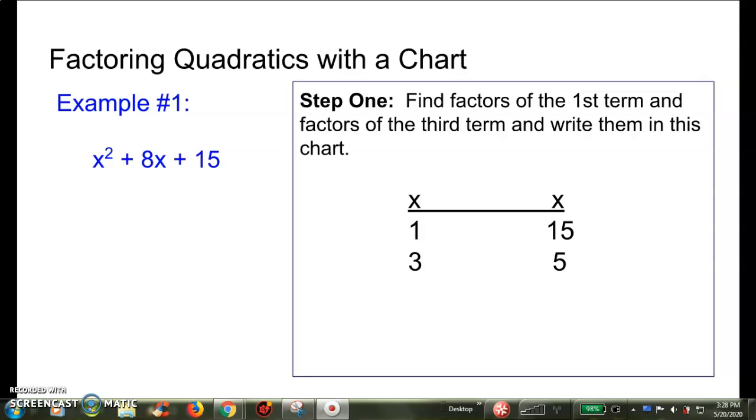Okay, so if you're using a chart, the chart really just has a top and a bottom. All right, and here's how you figure it out. The top part is factors of the first term, and the bottom part is factors of the third term. All right, so you can see the only factors I have for x squared would be x times x. And then for 15, I have 1 and 15, and then 3 and 5. And that's it.